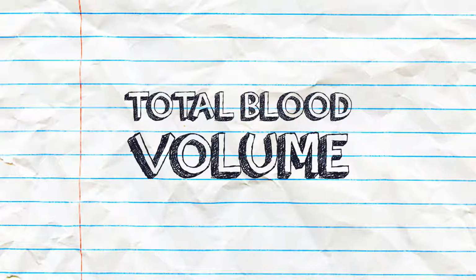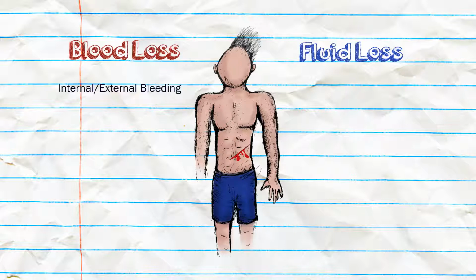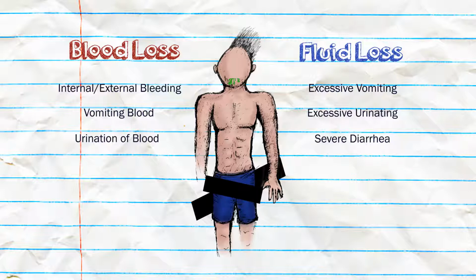What affects venous return? Several factors affect the blood return to the heart, including the total blood volume. Decreases in blood volume can be split into two categories: blood loss and fluid loss. Blood loss can result from internal or external bleeding, vomiting blood, or urination of blood. Fluid loss is similar, but involves the loss of other bodily fluids, such as excessive vomiting, excessive urinating, severe bouts of diarrhea, sweating, burns, and third spacing.